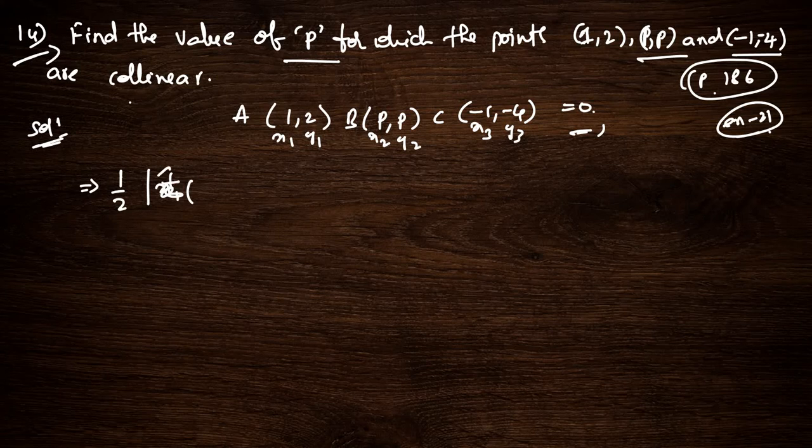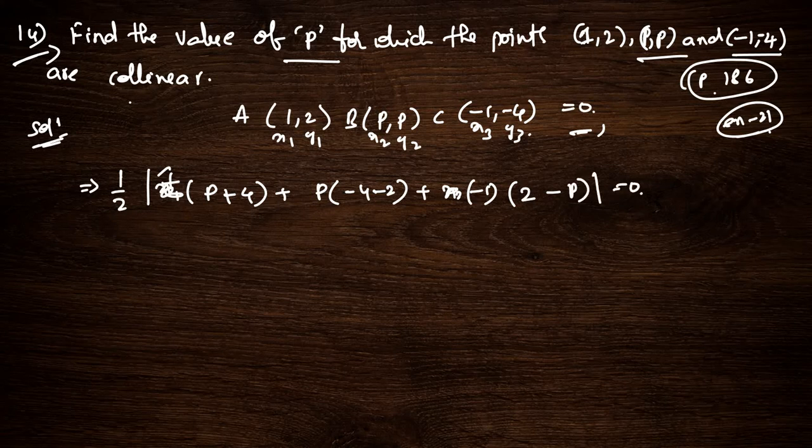so x1 is equal to 1 into y2 minus y3. y2 is p, minus y3, so it will become plus 4. Plus x2 is equal to p into y3 minus y1, so minus 4 minus 2, that is minus 6. Plus x3, which is minus 1, into y1 minus y2, that is 2 minus p, mod is equal to 0.